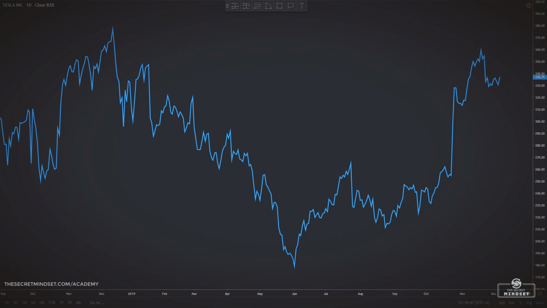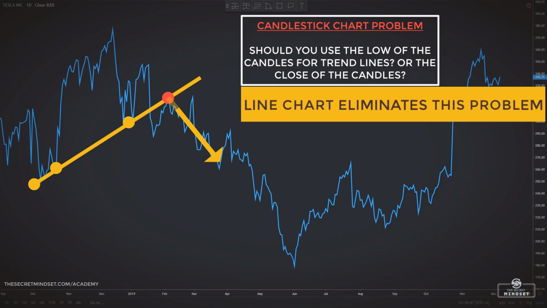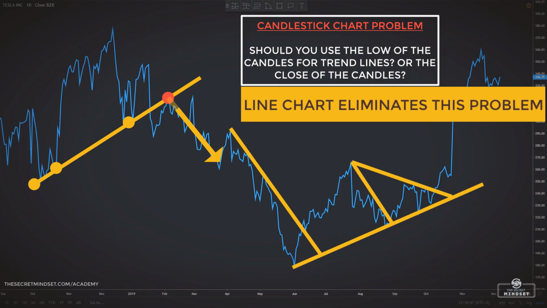Of course, we need at least 2 points in the market to draw a trend line. Once the second swing high or low has been identified, we can draw a trend line. Using candlestick charts, we have a situation. Should we use the low of the candle or the close of the candle? With line charts, drawing a trend line is an easy job. You don't need to worry about it. Look how easy you can spot and draw the trend line. No more confusion.